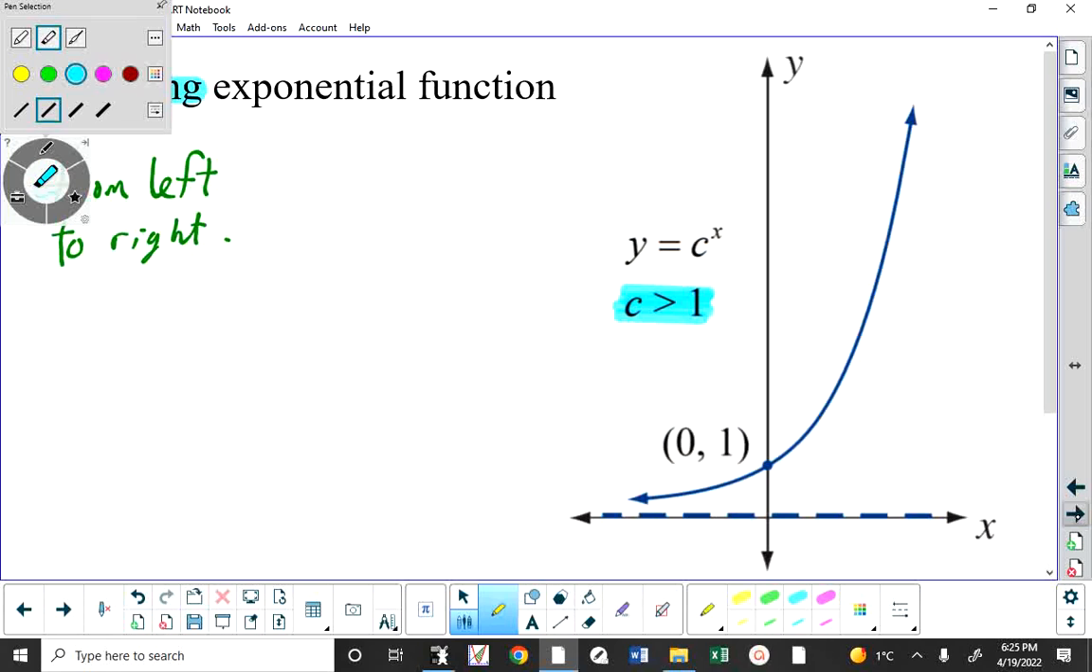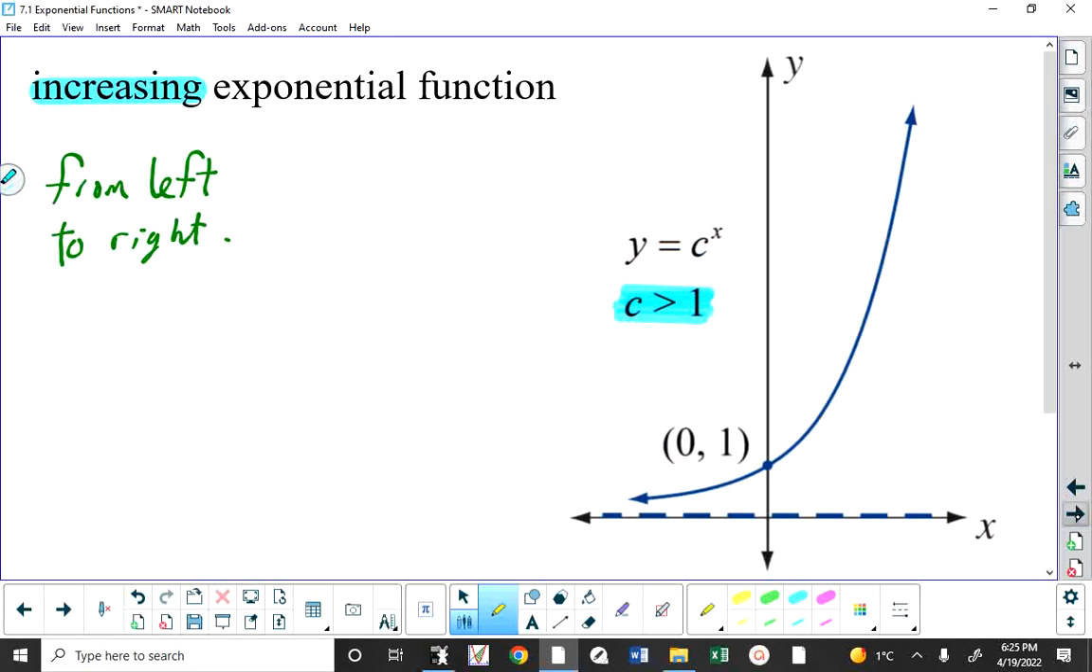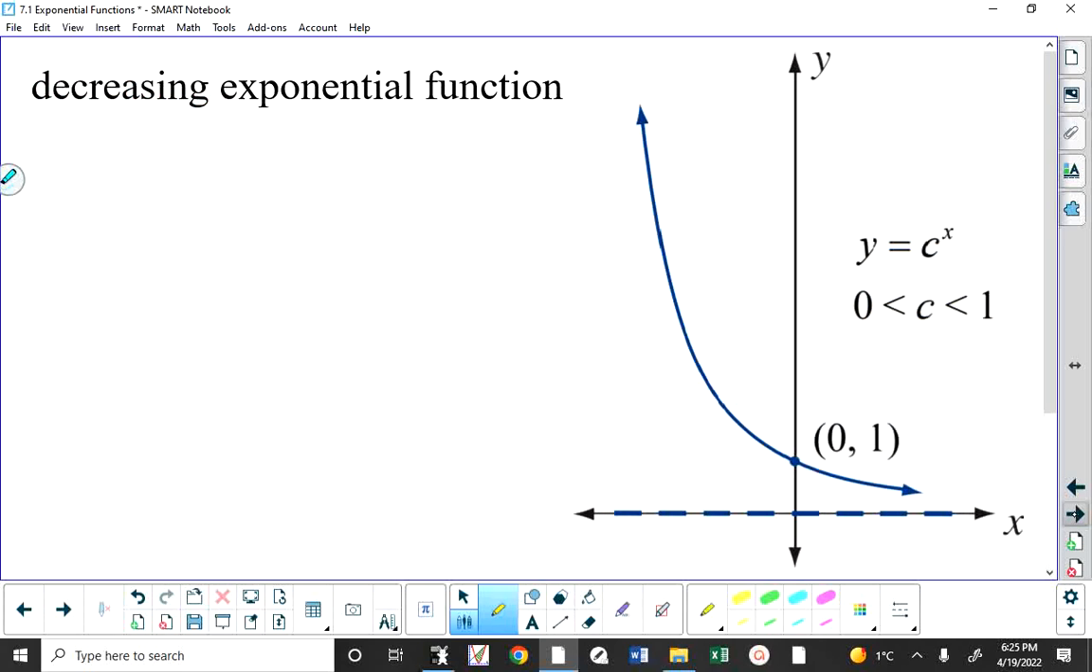If the base is more than 1, like in the first example where I believe we had y equals 3 to the x, the graph will go through the y-axis at 1 and it will increase. On the other hand, if the base is between 0 and 1, then that is a decreasing exponential function. And again, everybody, we're talking about decreasing from left to right.